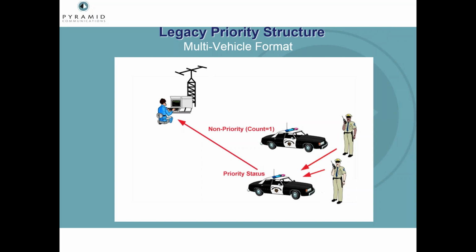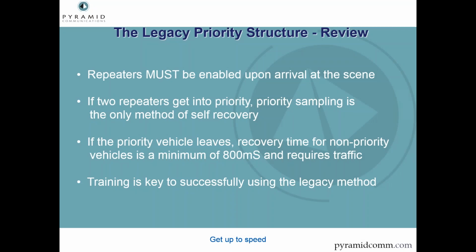You don't really know which unit is going to take priority, but it's whichever one sees the conflicting traffic first. So that is basically how that works. Okay, so that's pretty much a real basic rundown of our legacy priority structure. What we're going to go into next, and some key takeaways here, by the way, before we wrap it up.